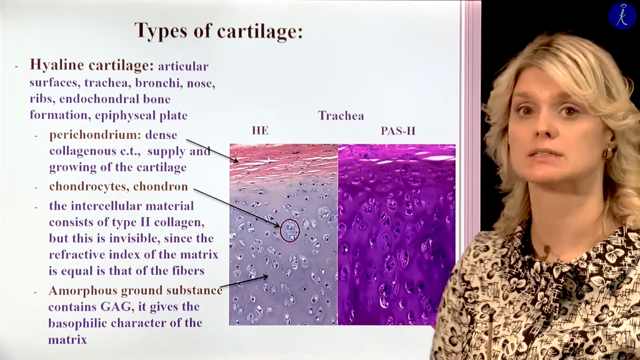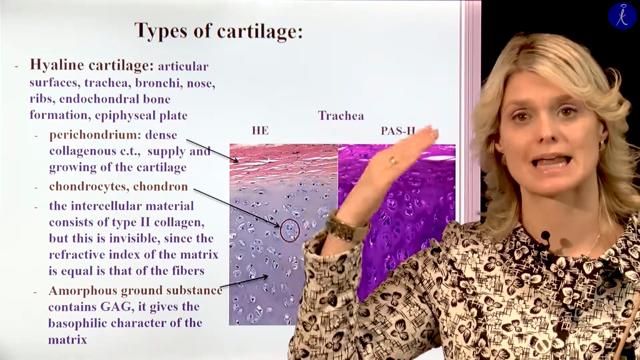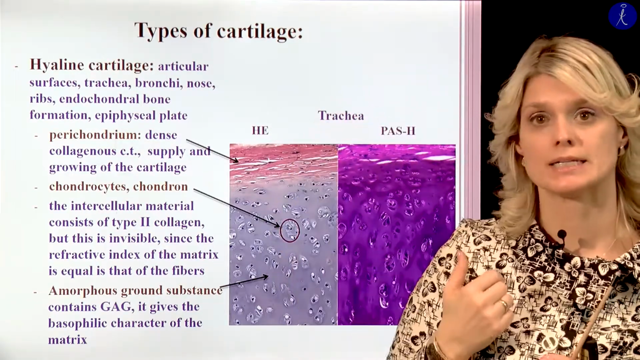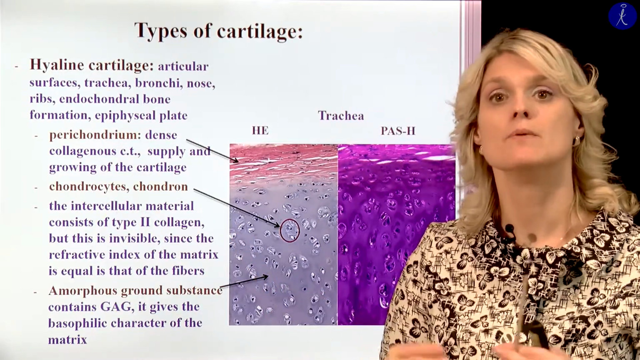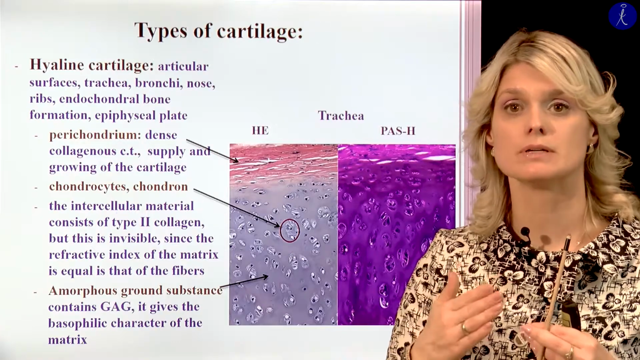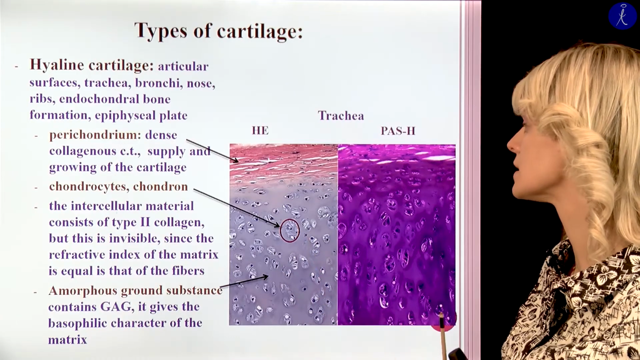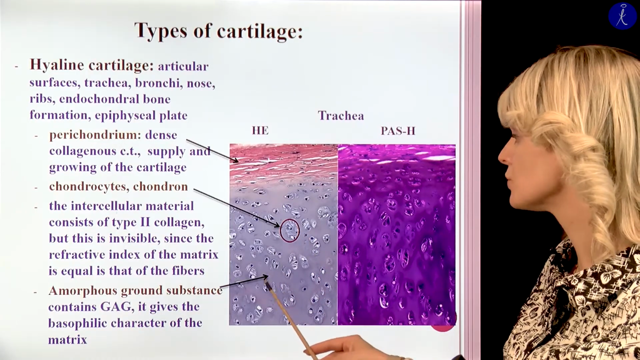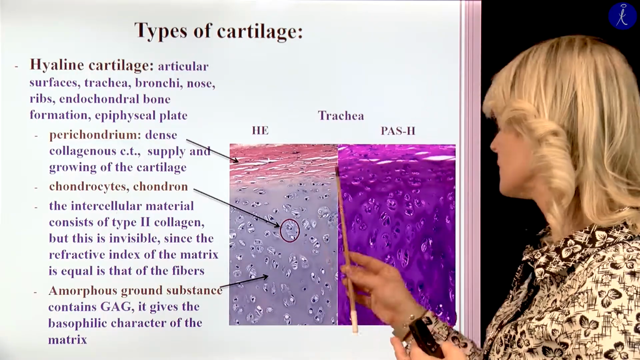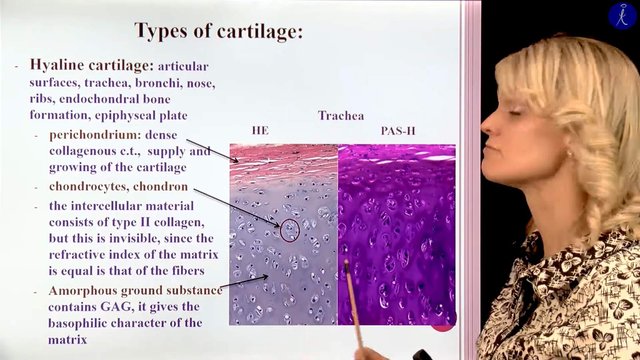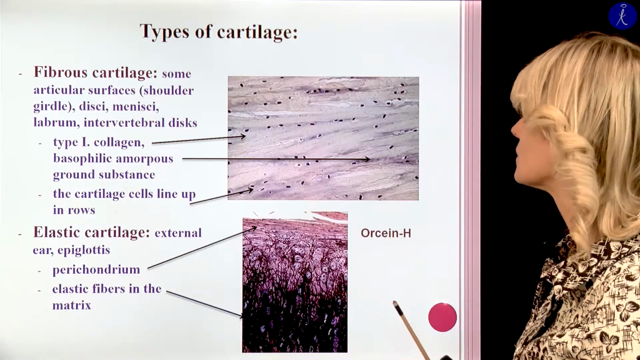The hyaline cartilage is the origin of the name hyaline, because it's like glass. It is transparent. We have type 2 collagen fibers in the intercellular substance, and these collagen fibers have a similar refractive index to the background amorphous ground substance. And as I told you, here we have a lot of glycosaminoglycans, and that's why it is PAS positive and basophilic with hematoxylin-eosin staining. Let's see the other cartilages.